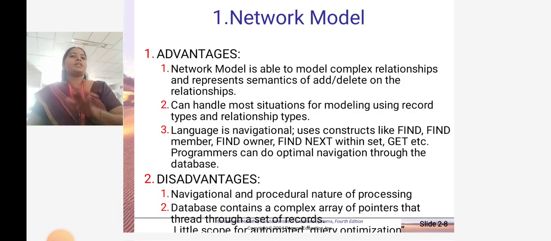So next comes the network model. So what is the network model? Advantages: the network model is able to model complex relationships and represent semantics of add or delete on the relationships. It can handle most situations for modeling using record types and relationship types. The language is navigational, using constructs like find member, find owner, find next with insert, get, etc. Programmers can do optimal navigation through the database here.